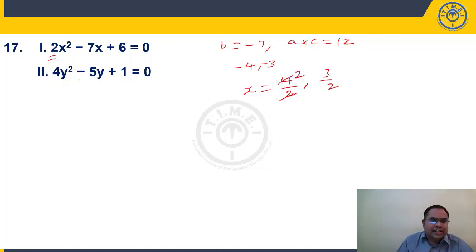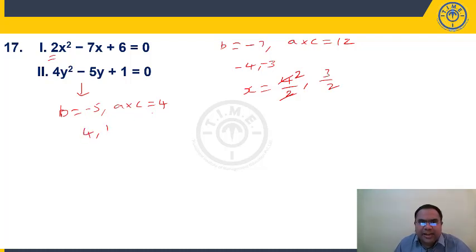Then 4y square minus 5y plus 1 is equal to 0. So b is equal to minus 5. A into c is equal to 4 here. Right. So a into c is positive. So write b as sum of two numbers. I will write it as 4 and 1. 4 plus 1 is 5. 4 into 1 is 4.